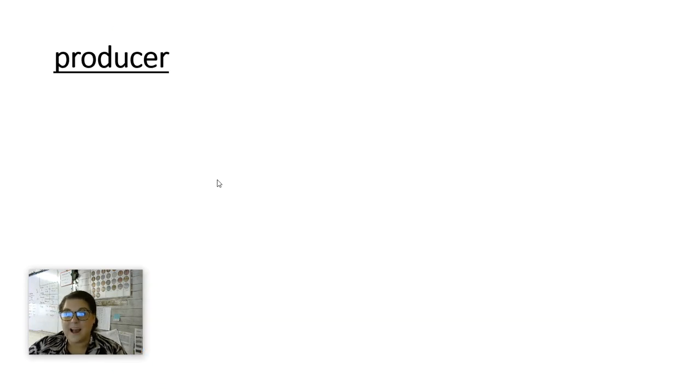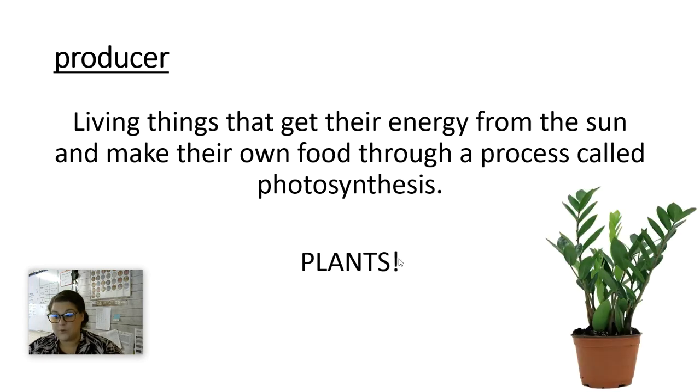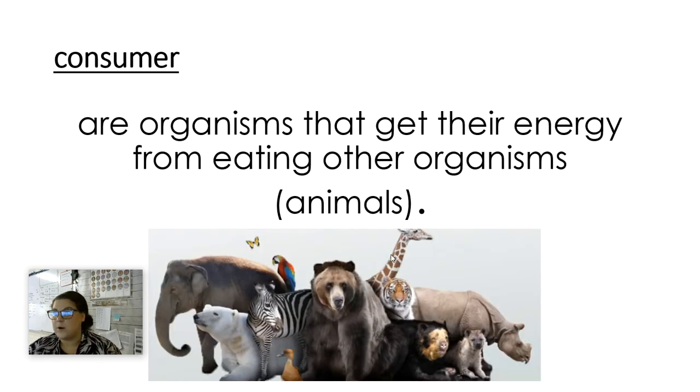Each section that we write is going to follow the same rubric, which I'll show you in just a moment. But this section in particular is about producers. So those are living things that get their energy from the sun and make their own food through a process called photosynthesis. Plants. Producers are plants. This section is also about consumers. So consumers are organisms that get their energy from eating other organisms. Those are animals. So this section that we're writing is about producers and consumers, plants and animals.